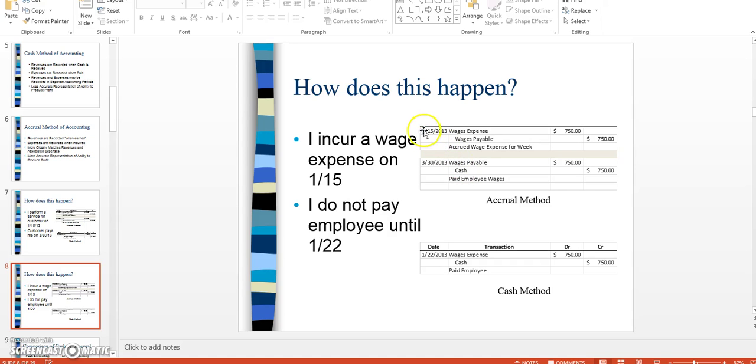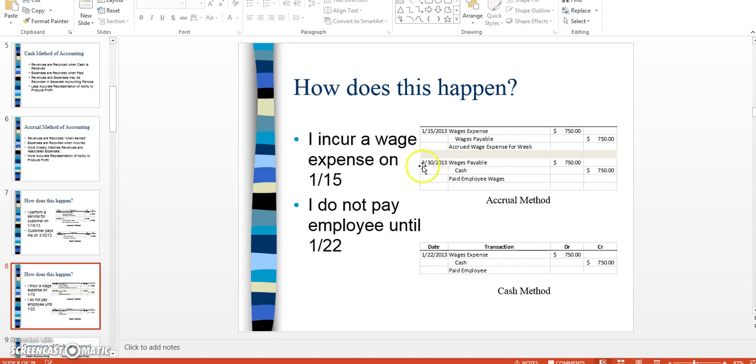So what happens here on January 15th, even though we're not paying until the 22nd, we're going to accrue this wage expense by increasing the wage expense $750 for the amount of wages earned that week. And we're going to increase a wages payable account, which becomes a liability for us. So our balance sheet will now show that as of January 15th, we owe employees $750 in wages.